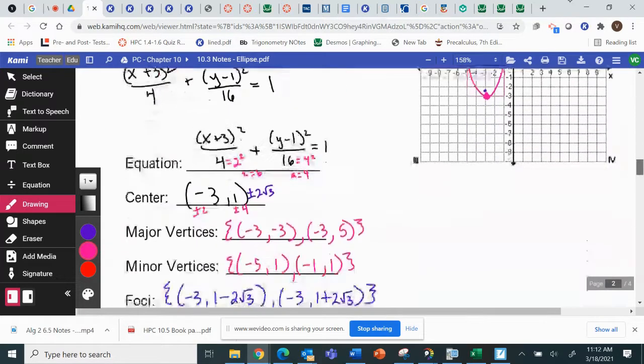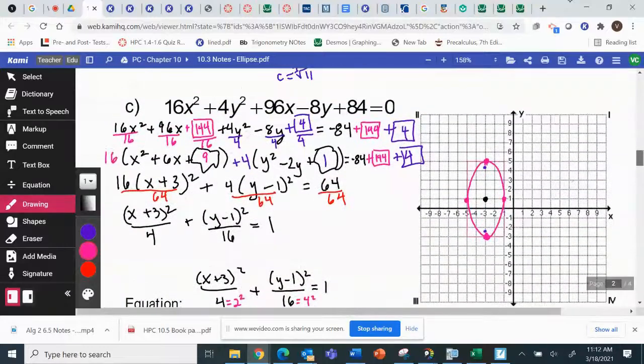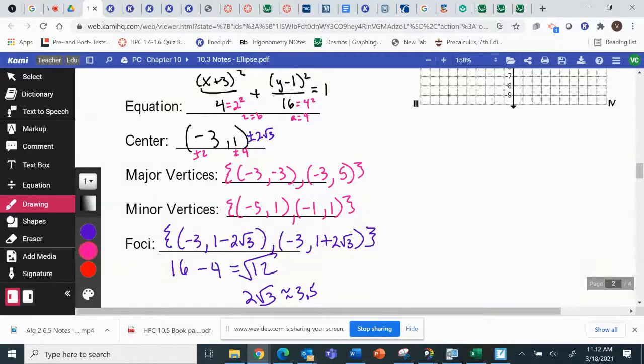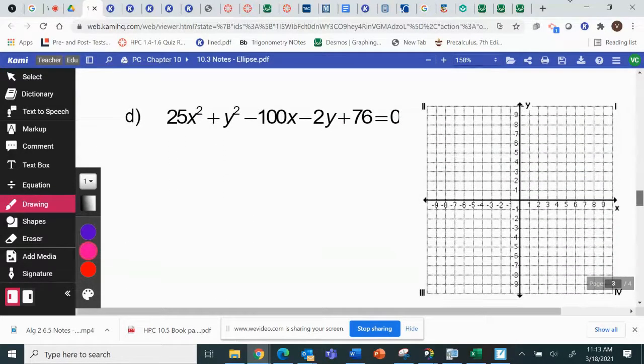Okay. When I give you a quiz or test on this stuff, I won't have you graph it. I'm just going to have you find this information and type it in. Okay. All right. How about you practice? I'm going to pause the video. You practice completing the square and see if you can get this equation correct.